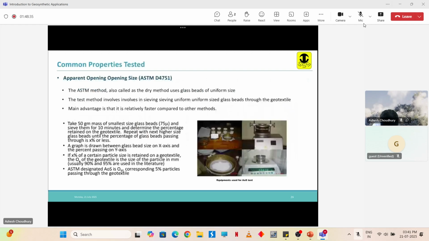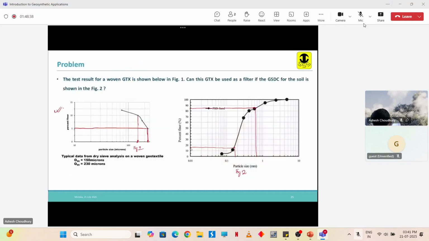What size of particles is retained. So for O95 and O90 it should be opposite, right? This graph, I think there might be some issues, but see, for 230 microns 95% is getting retained, and for 150 microns 90% is getting retained. That is the size of the beads, right? No, this is fine actually. Fine, fine, fine.